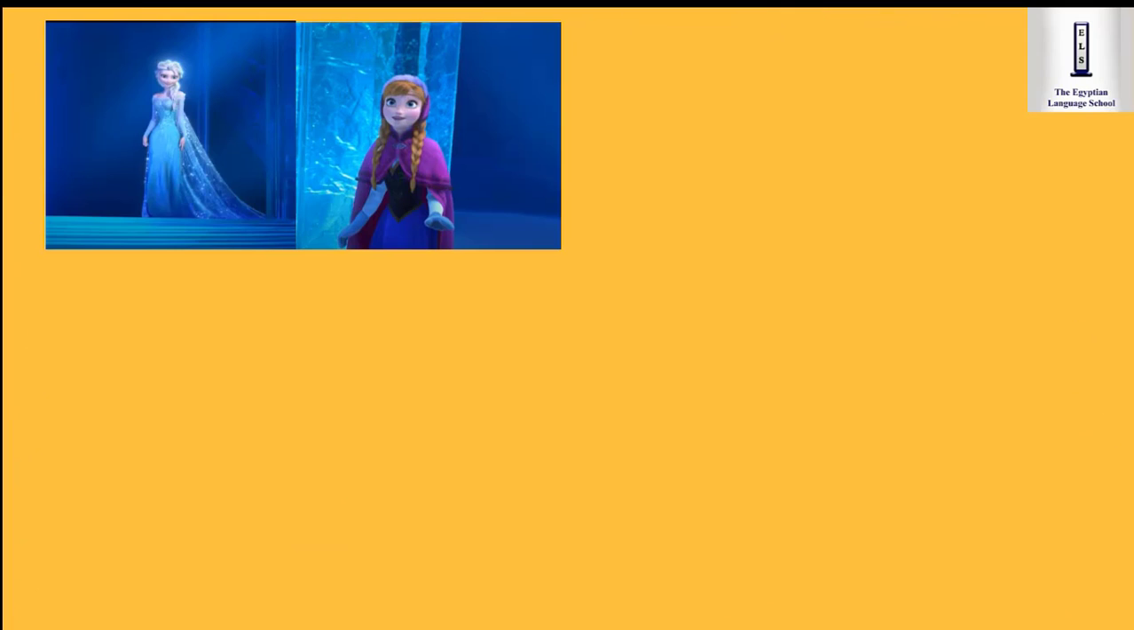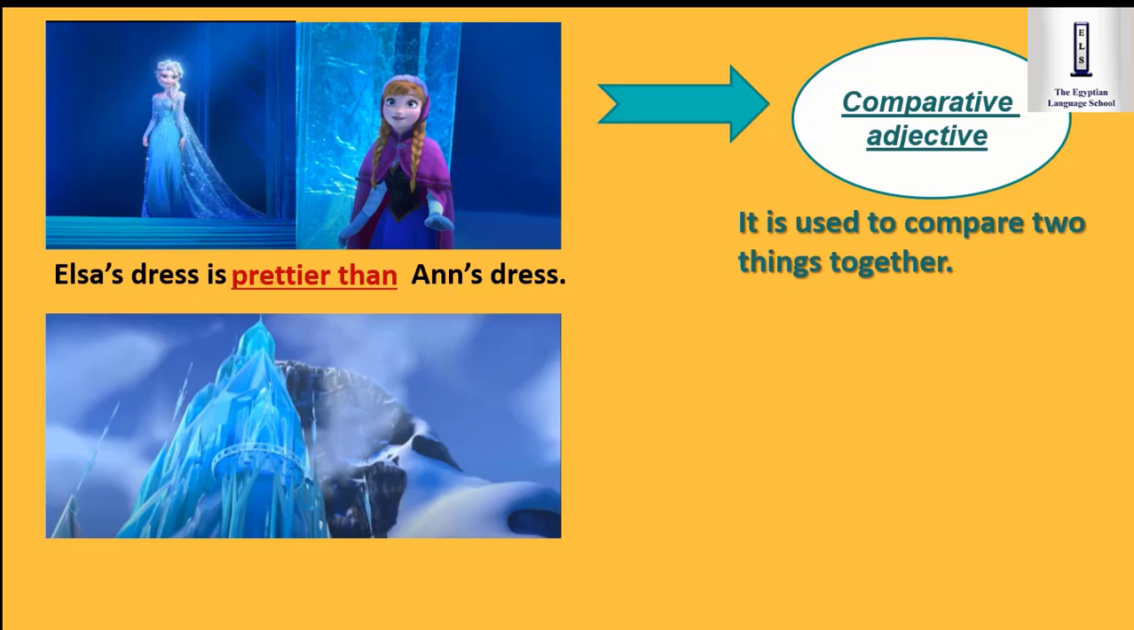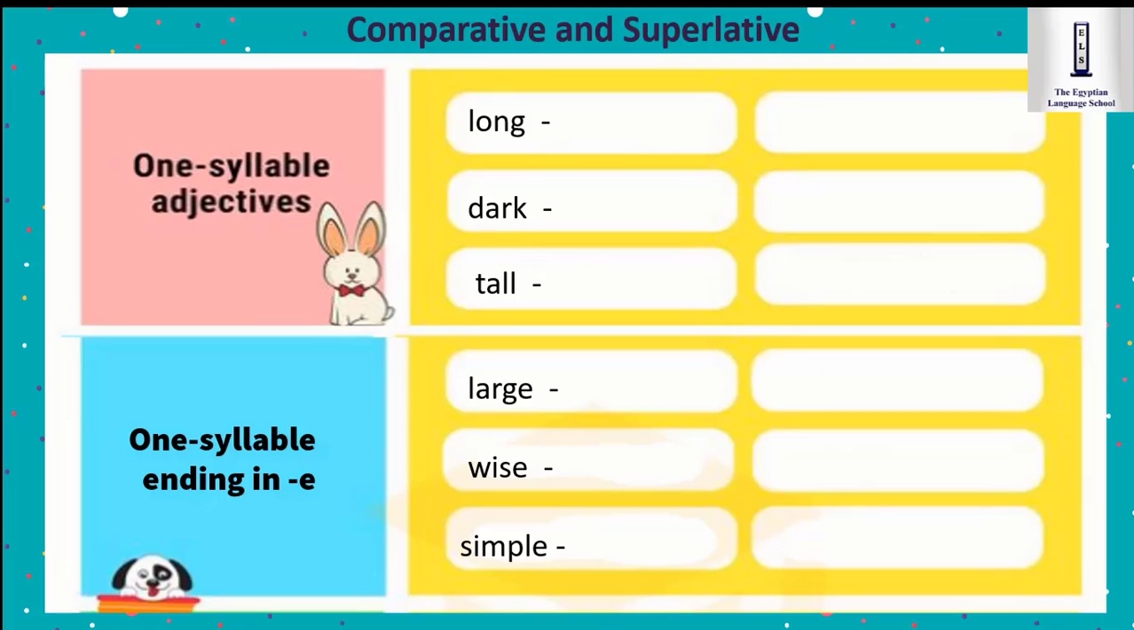Then later, if we want to compare between Elsa's dress and Anne's dress, we are going to say Elsa's dress is prettier than Anne's dress. Here we compare between two things or two nouns, so we call it a comparative adjective. But if we want to describe the ice palace, we can say the ice palace is the most beautiful palace ever. Here we compare the palace to other ones, so we compare one noun to more than one, so we use the superlative form. Let's discuss the different forms of comparative and superlative adjectives.